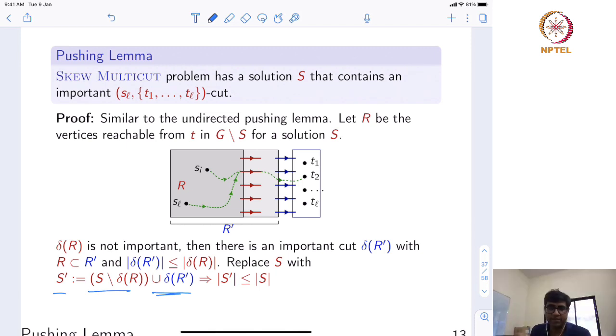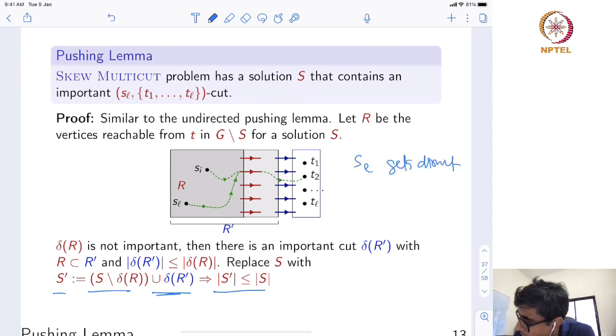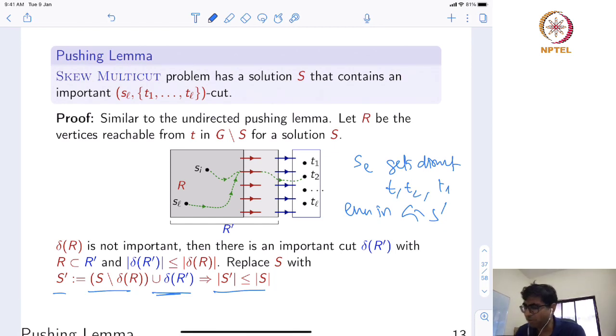Clearly, you removed some set of edges and you added some set of edges, but the number of edges that you added is no more than what you removed, which implies that S prime, at least in cardinality, is perfectly fine. Now, why is this a solution? Suppose this is not a solution. What is the meaning of that? Definitely SL gets disconnected from T1 to TL even in G minus S prime. But what could happen is that now you might get a path from SI to TI for some SI, TI.